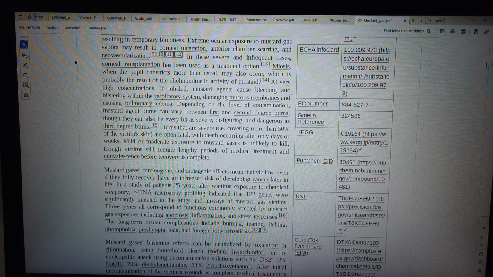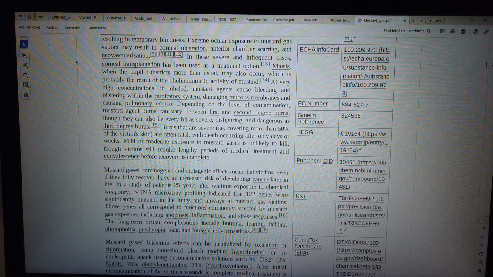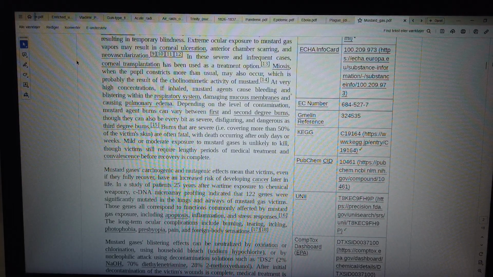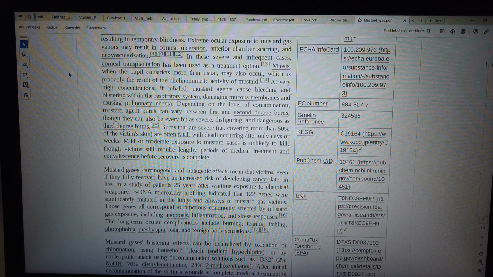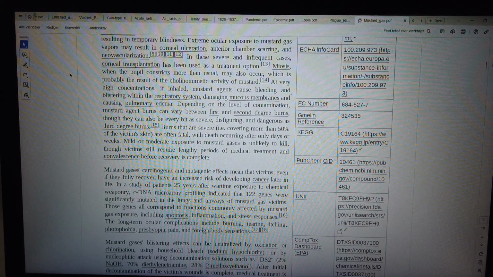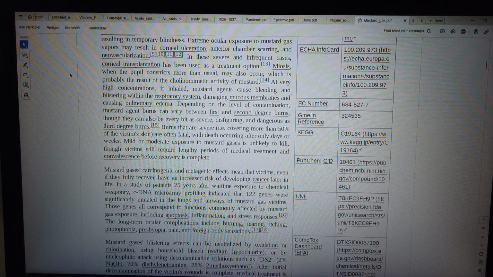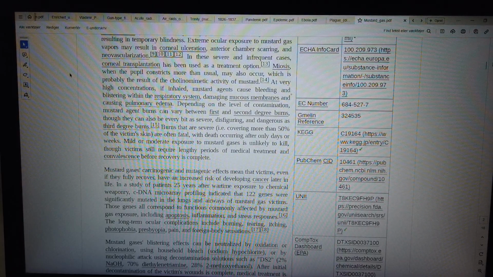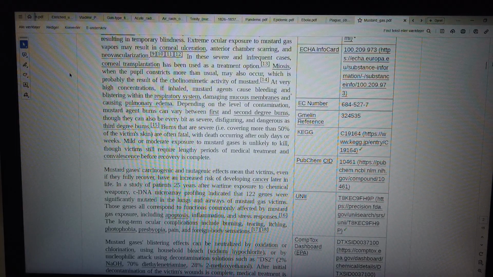Miosis, when the pupil constricts more than usual, may also occur, which is probably the result of the cholinomimetic activity of mustard. 14. At very high concentrations, if inhaled, mustard agents cause bleeding and blistering within the respiratory system, damaging mucous membranes and causing pulmonary edema.